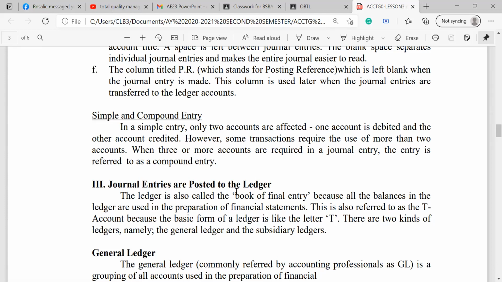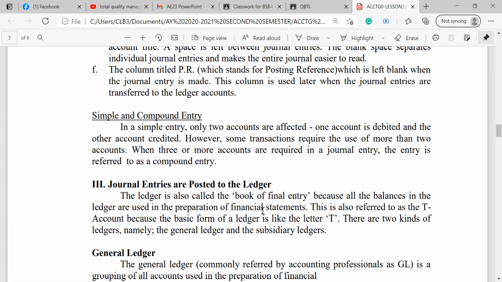Sino ba tong si ledger? Ano ba itong si ledger? The ledger is also called the book of final entry because all the balances in the ledger are used in the preparation of financial statements. Okay, so yung kwento po natin mula sa book of original entry, which is the journal, ipopost mo ngayon siya sa ledger, which is the book of final entry.